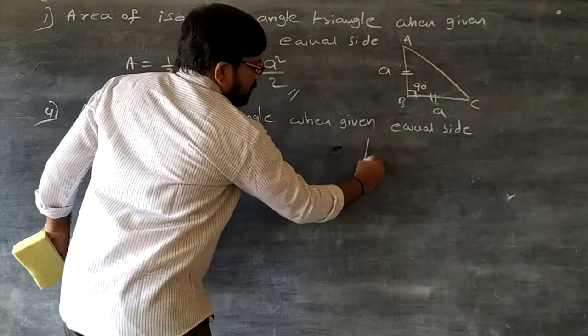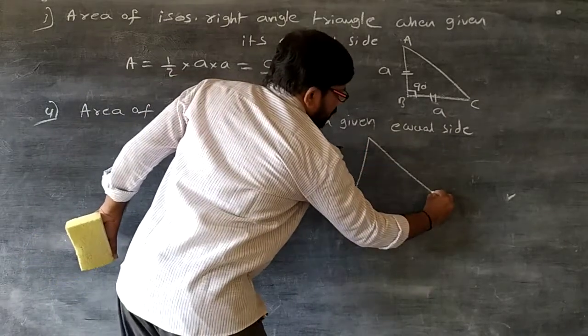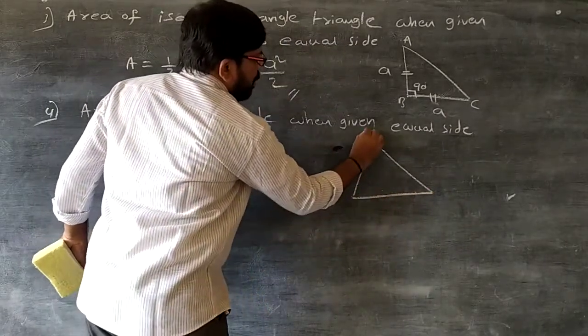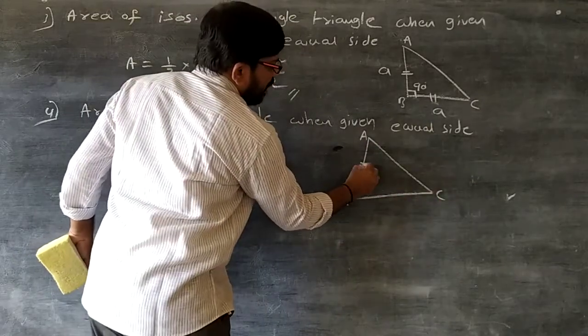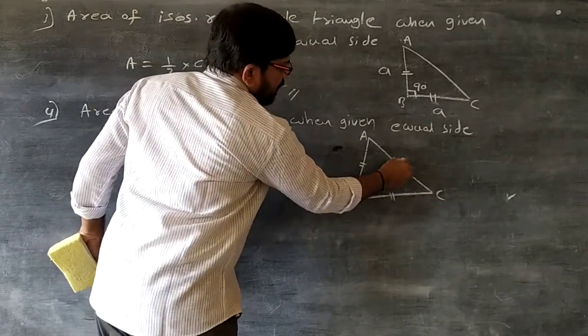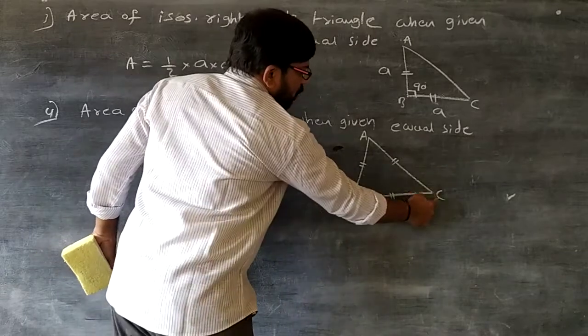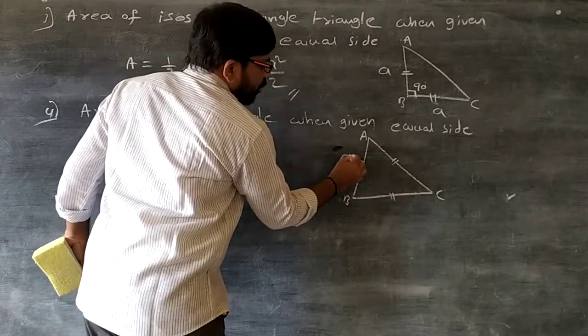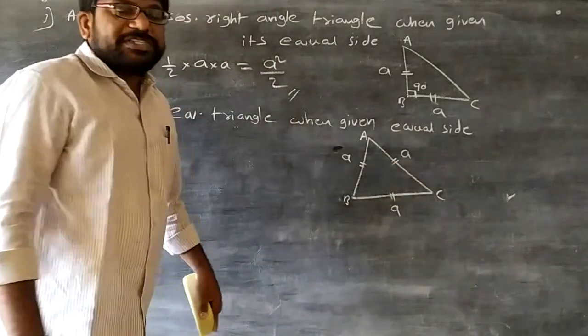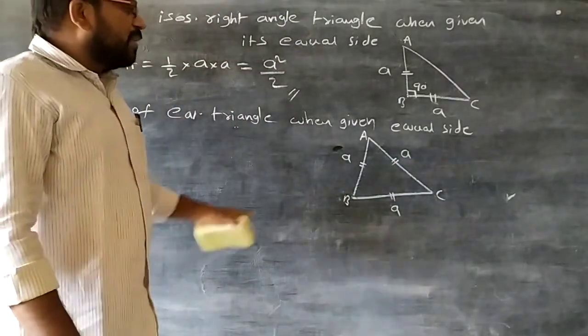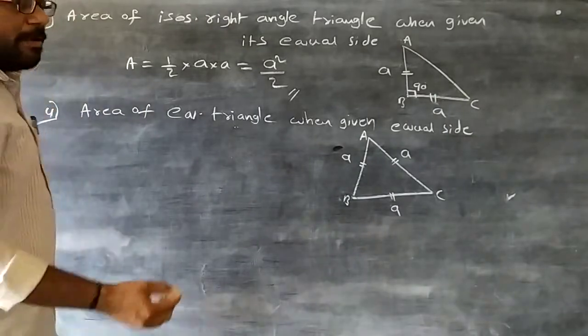See, it is equilateral triangle ABC in which all sides are equal, meaning AB equals BC equals CA. Suppose one side is A units, then the others are also A units, right? So when given its equal side, what is its area?